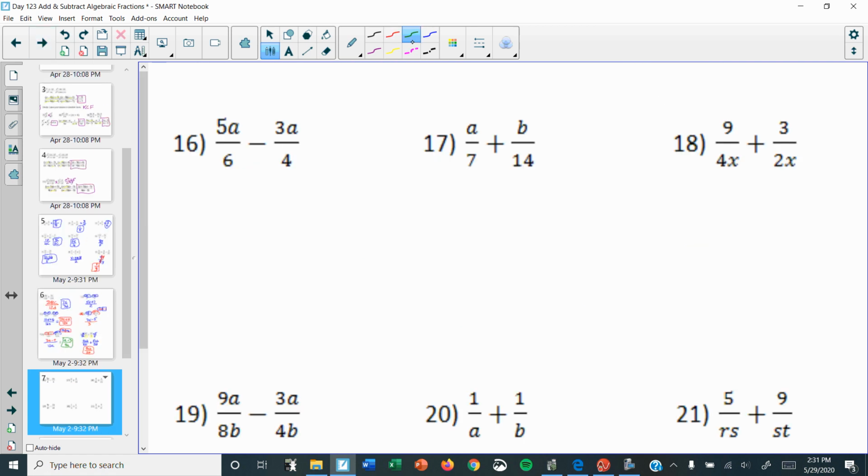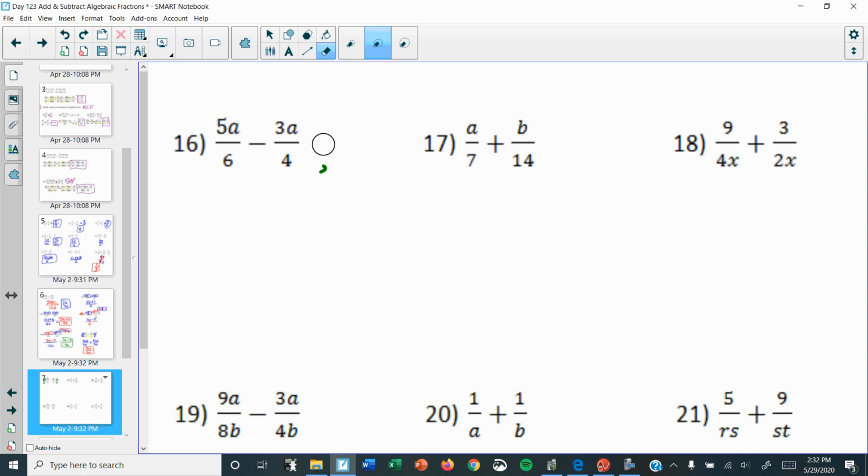Number 16. 5a minus 3a, but the denominators are different. Now, obviously, it's the easiest to always pick the least common denominator, LCD. But again, you can find any common denominator. Like some students like to always do this. If that's a 6, multiply this by 6. If that's a 4, multiply this by 4. You can. You're just going to have to simplify more in the end.